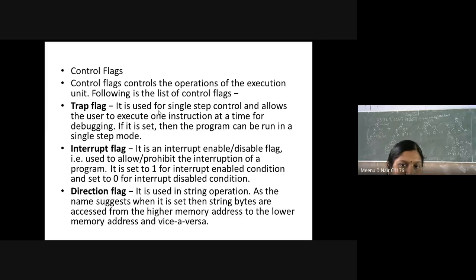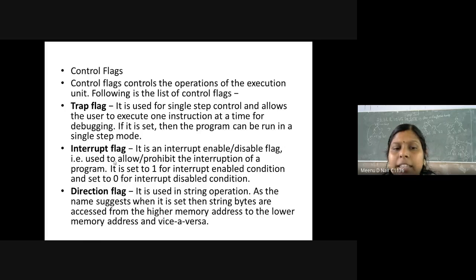Trap flag is used for single step control and allows the user to execute one instruction at a time for debugging. If it is set, then the program can be run in single step mode. Single step mode we have seen in your laboratory session. You have to execute one instruction at a time. So if the trap flag is 1, it will execute only one instruction at a time.